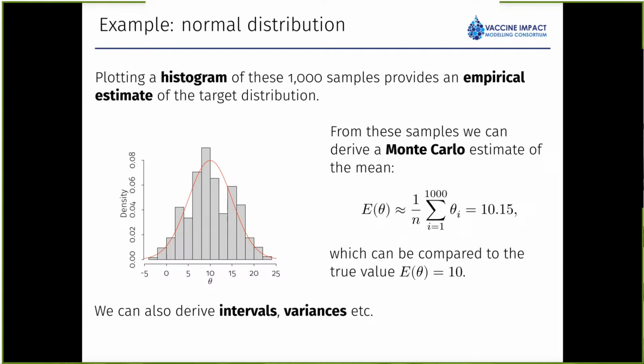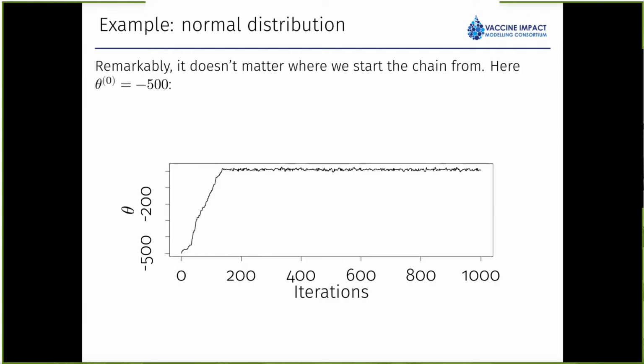Now, the beauty of MCMC is that it actually doesn't matter even where we start the chain from. So this is exactly the same algorithm, but now I've started it at minus 500, which is miles away from a normal distribution with a mean of 10, right?